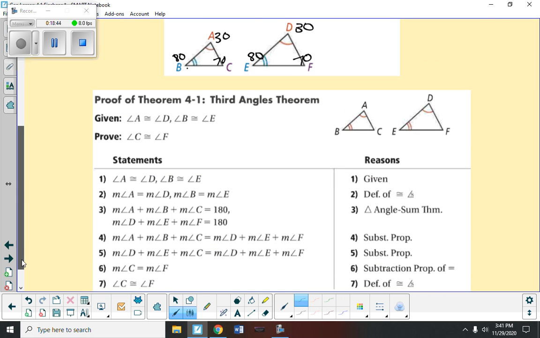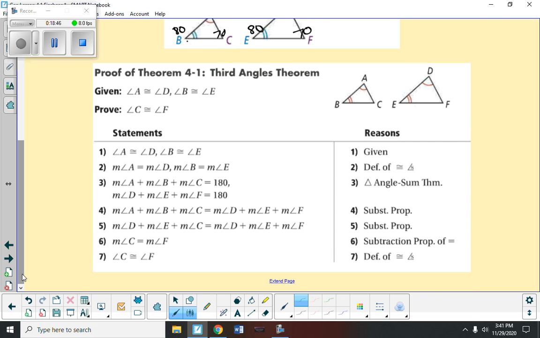And there is a lovely proof here. We are going to get back into proofs in this section, but they're fun ones. You're going to like these. So if you start out with 2 sets of angles congruent, A and D, B and E, we have to prove that the third ones are congruent. So to prove it, you write down your givens.